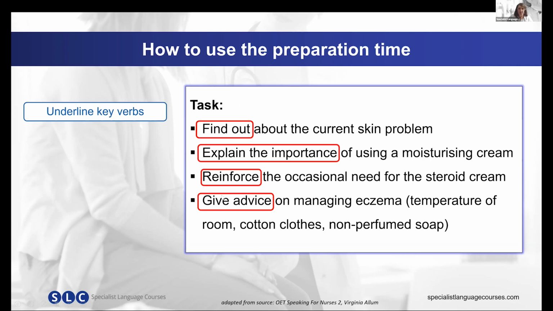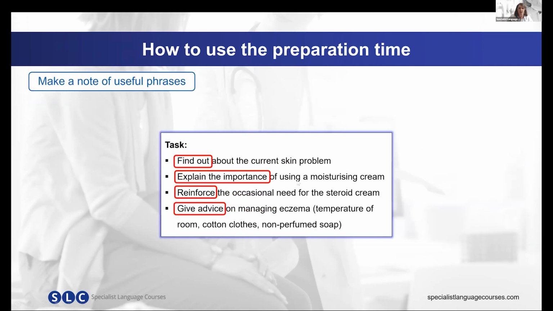So the more preparation you do, the more you'll see these verbs recurring. So it's very important you understand them and you think about how you can express this during the role play. So this is the next stage in your preparation time. You need to make a note of useful phrases. So we're going to have a look at some now. So for find out, you could use a phrase, could you tell me?